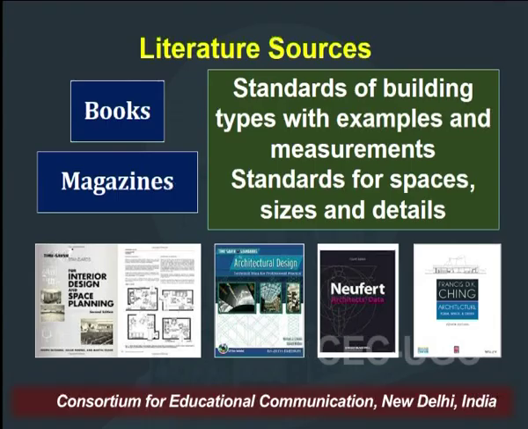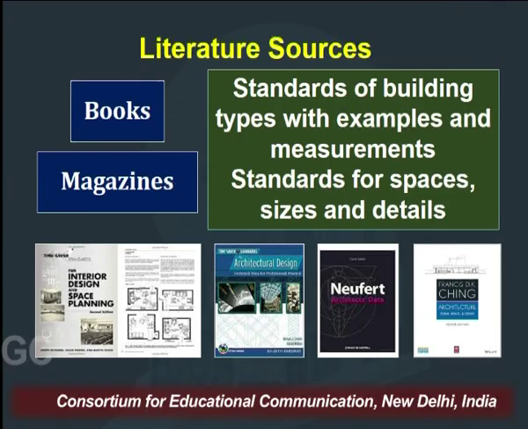So, the literature sources which are important, first we will be discussing books and magazines. Books such as Time Saver Standards, Neufert's, Francis D.K. Ching, all these books have information about the standard size and the spatial requirement of the residence. When you open this book, you will find different chapters. So, you can open the chapter of residential design and get all the standards of the spaces such as the bedroom spaces, the kitchen spaces, the drawing room spaces, the washroom spaces, all the requirements that you need can be easily accessed from these types of books.